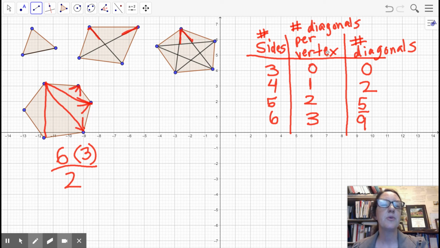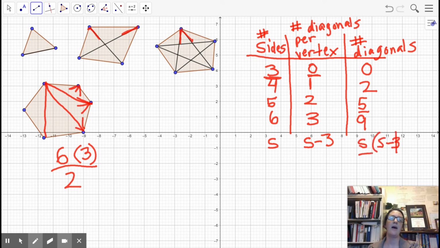The number of diagonals per vertex is always 3 less than the number of sides. So we can say the number of sides, S, and then the number of diagonals per vertex is S minus 3. And to get the total number of diagonals, you can do what we did with the hexagon. Take the number of sides times the number of diagonals per vertex, and then to account for any overlaps, we have to cut that in half. So it's S times S minus 3, all divided by 2.